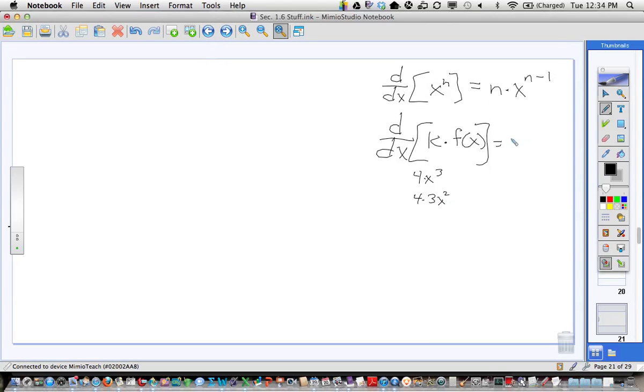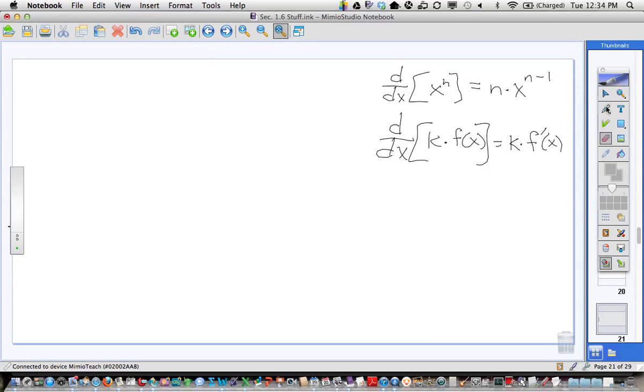So what would the rule for that be? The rule would say, well, you just leave the k there, and then you do f prime of x. You just follow the rule for doing the derivative of f. Does that make sense? So if I have k, a constant, times a function, I just leave the k there, do the derivative of the function. That's what that's saying. Okay?